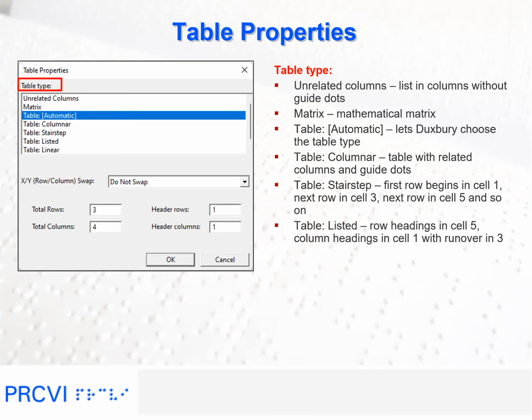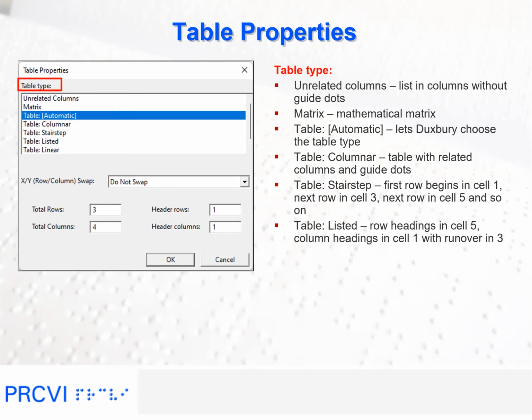Table listed creates a listed table. Row headings is in cell 5, column headings in cell 1 with run over in 3. It can be used for wide print tables with more than 4 columns.